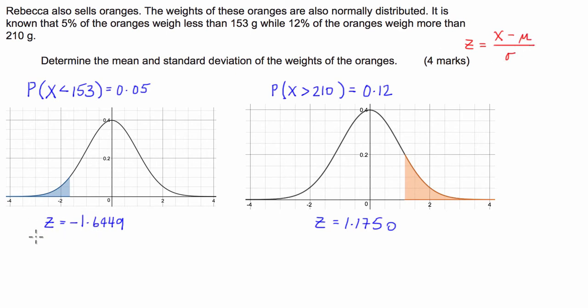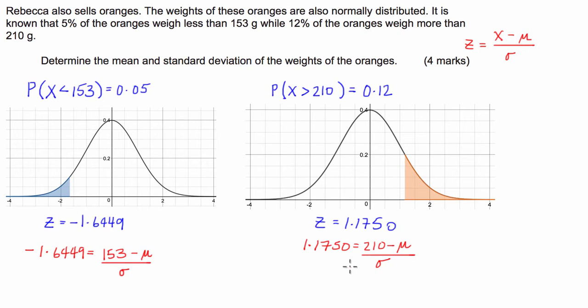So what we're going to do is we're going to substitute this one into this formula where we have negative 1.6449 is equal to the score. Now the score for this one is 153 minus the mean, which we don't know, divided by the standard deviation, which we also don't know. Now for this one, we have exactly the same. We're going to have 1.1750 is equal to the score, 210, subtract the mean, divided by the standard deviation. Again, we don't know the mean or the standard deviation.